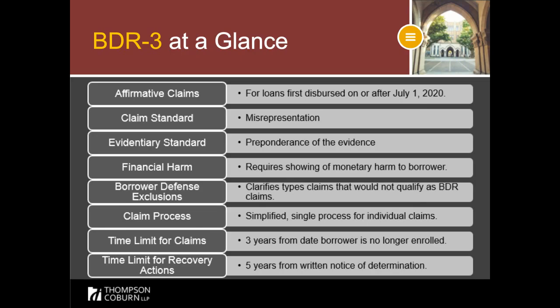Affirmative claims. So again, we allow affirmative claims, and we're talking about loans first disbursed on or after July 1st. We got a single claim standard. So after July 1, 2020, or at least when you're talking, I should be clear, when you're talking about loans first disbursed after July 1, 2020, the claim standard, the only standard, is going to be one of misrepresentation. The evidentiary standard remains preponderance of the evidence. Now a borrower has to show monetary harm. That's not required under BDR-1 or BDR-2, right?